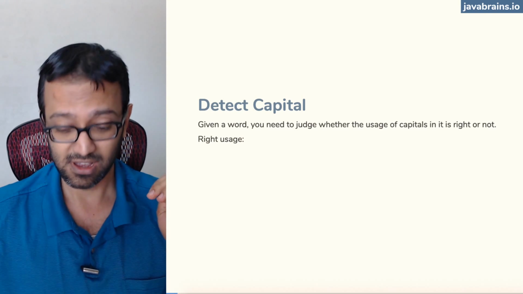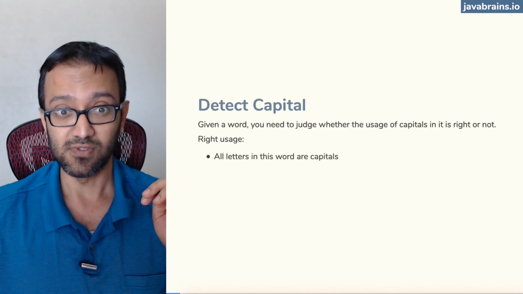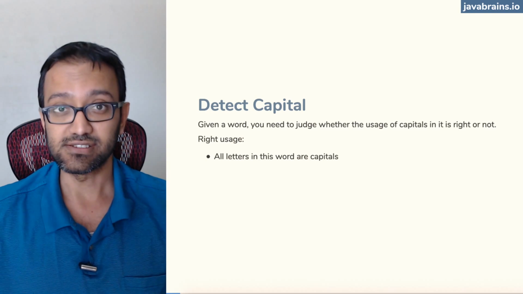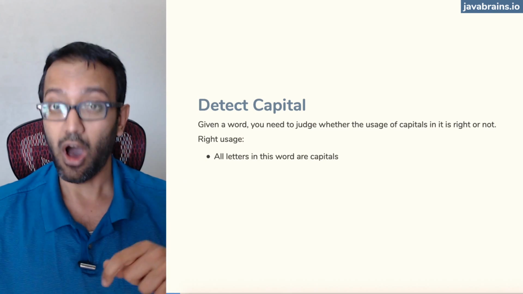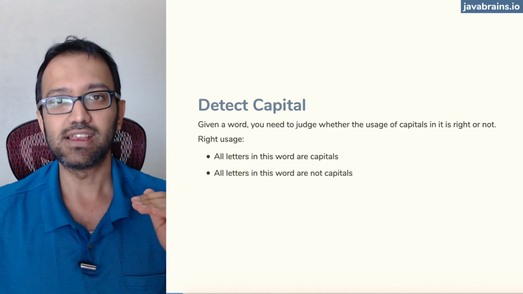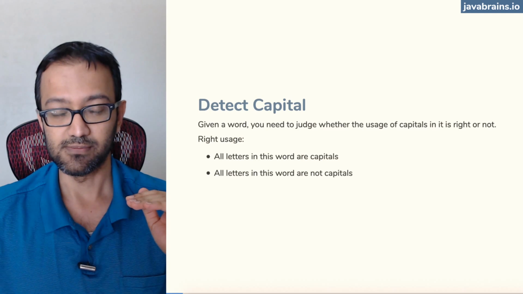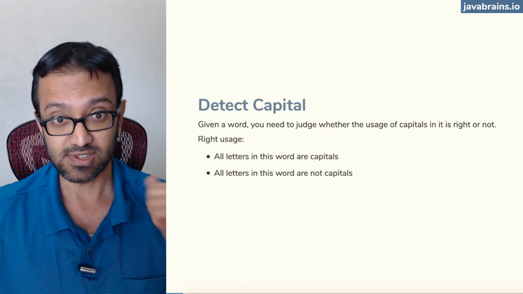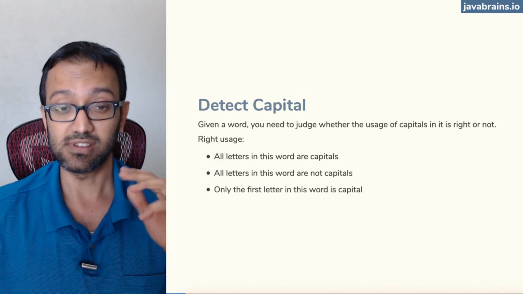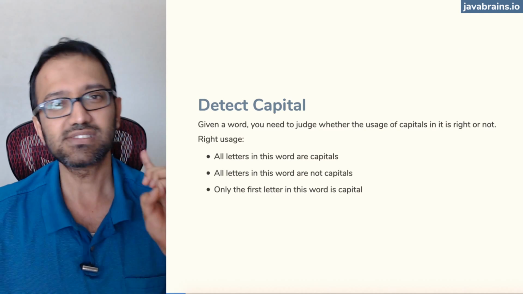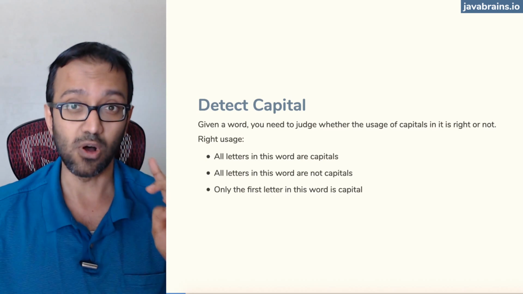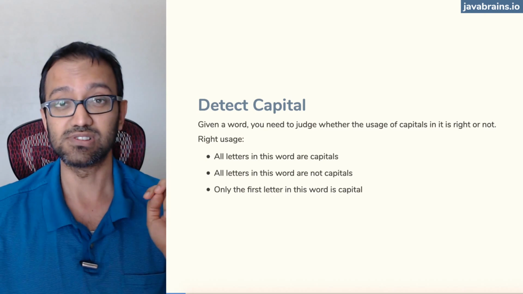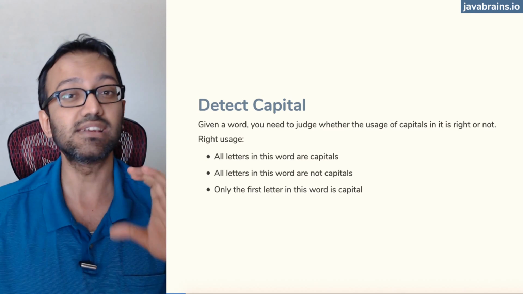Here's the right usage. Either the word should contain all letters capitals. Okay, everything is capital in this word. Then you can say the usage is right. Or all the letters are lowercase in that word. Even in that case, you can say the usage is right. And then the third case is only the first letter of that word is capital, the rest are all lowercase. In that case also, you can say the usage is right. Okay, so these are the three conditions.